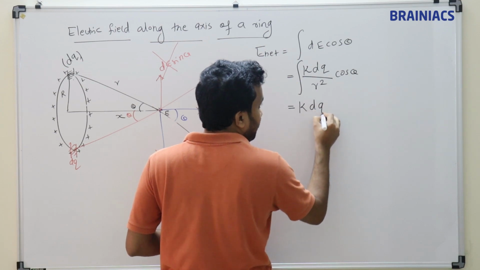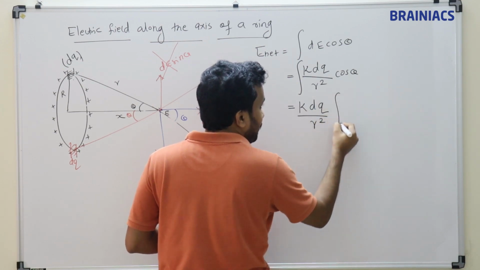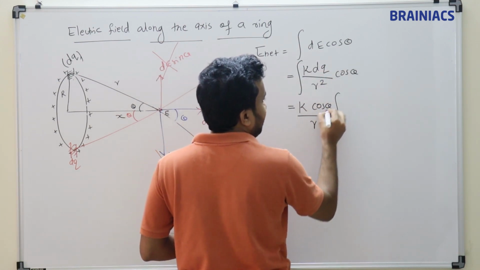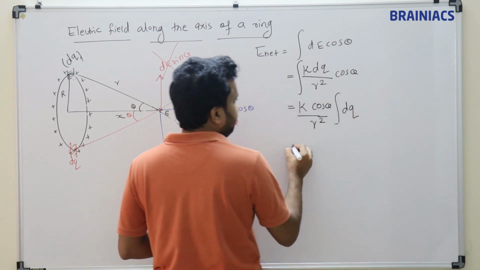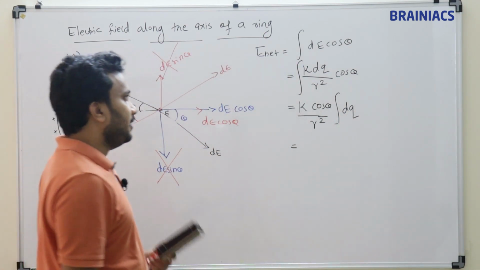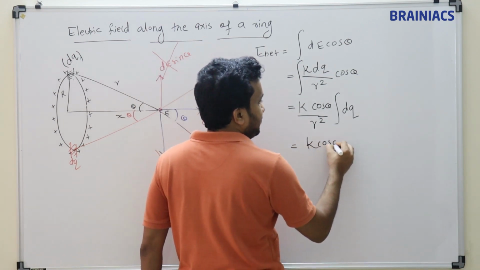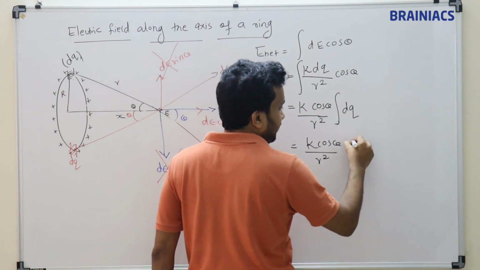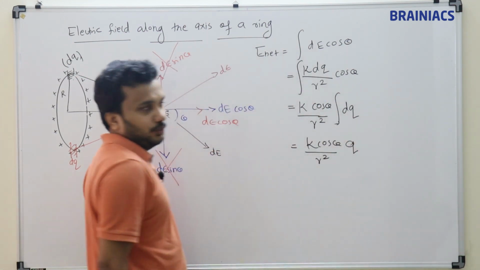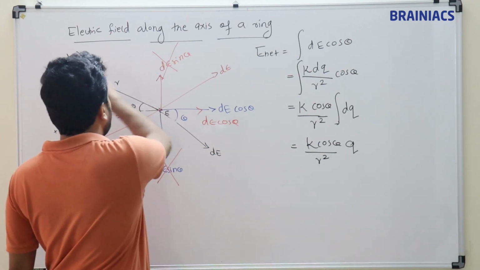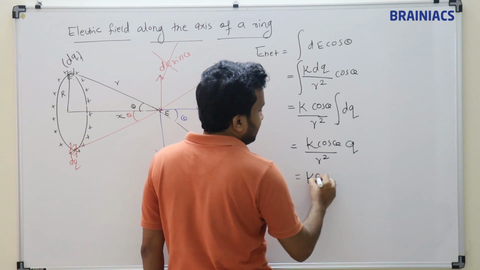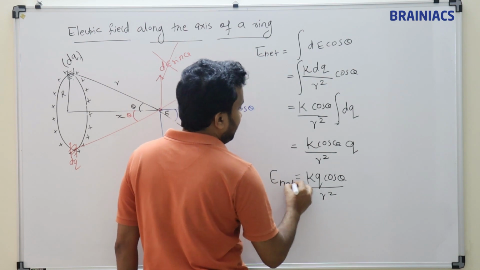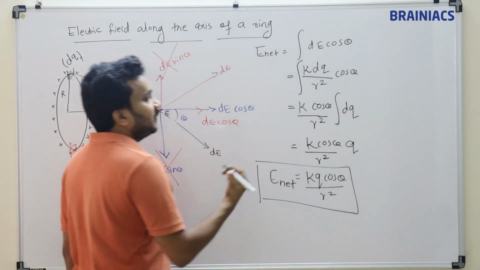So K into dQ by R square into integral. dQ is not constant. What is constant will be there in the numerator: cos theta into dQ. So K cos theta divided by R square. What is the integral of dQ? Integral of dQ means Q, the total charge. Differentiation and integration will get cancelled. Q is the total amount of the charge. So the formula is KQ cos theta divided by R square. This is the net electric field on the axis of a ring.